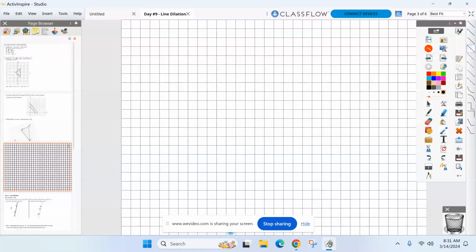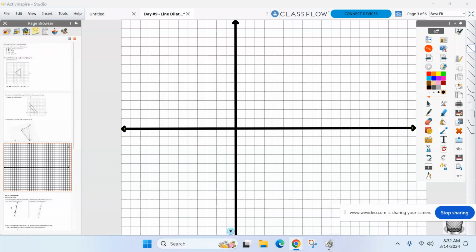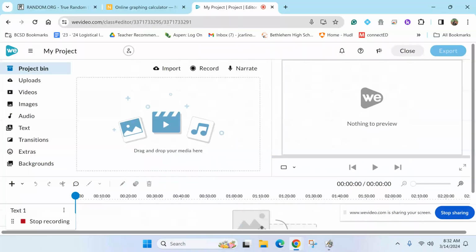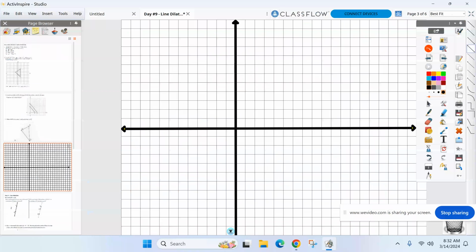All right, so quick review of dilating a point with a certain scale factor and a certain center. You guys are going to make up this problem here for me. So let's start right here. Jared, give me a point, please. Any point.